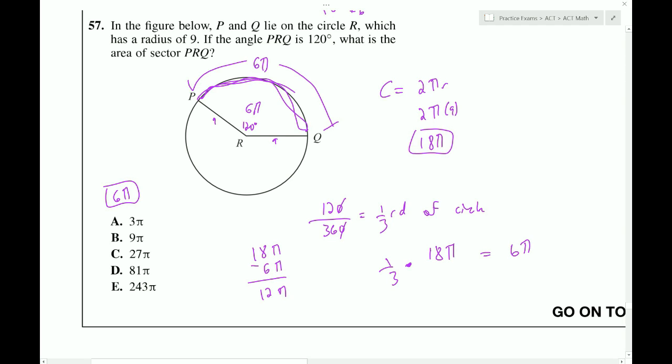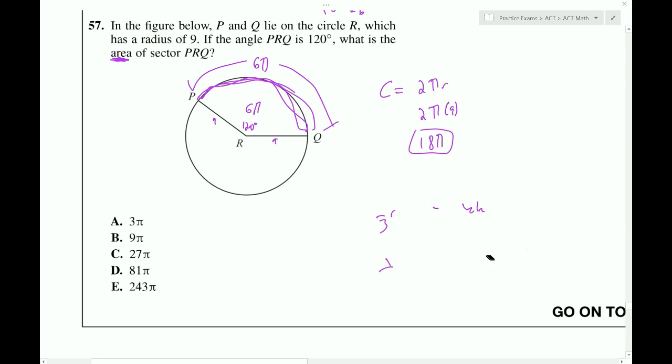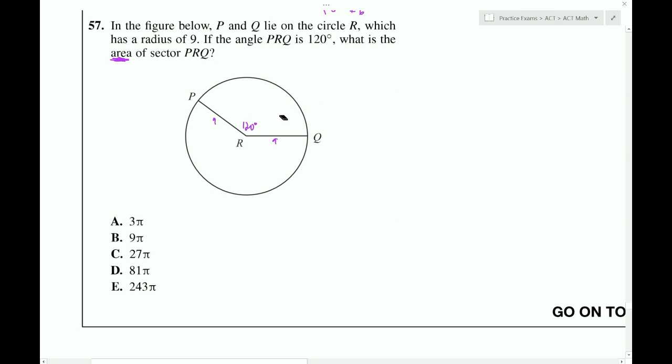Oh, they're asking for the area of the sector. Oh, I see. Alright, so I did it as though they were asking me for the arc length. Okay, let's reset. So instead of using the circumference formula, I should have used the area formula, right? So the area is pi r squared. So that's pi times 9 squared. So that's 81 pi. So that's the area of the whole thing. And then again, I take 1/3 of that. Right? So this is really 3 to the 4th. So I get 3 to the 3rd, which is 27 pi.